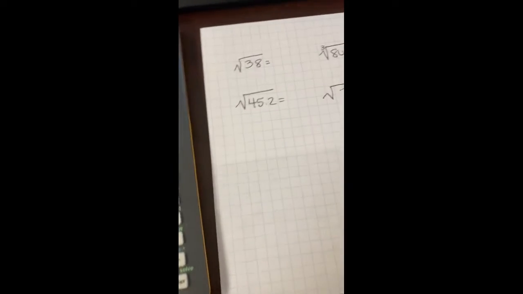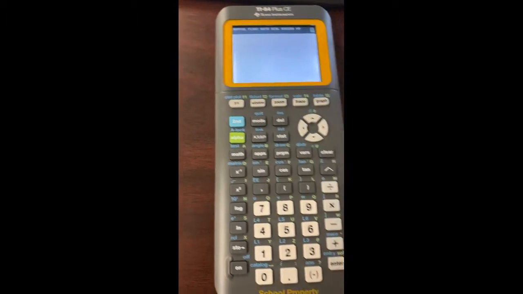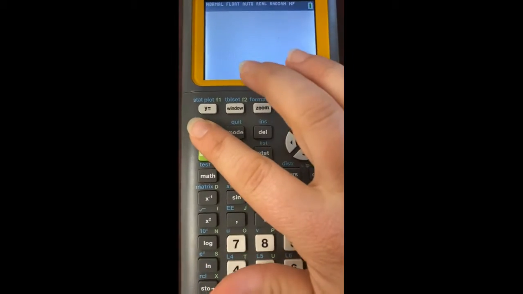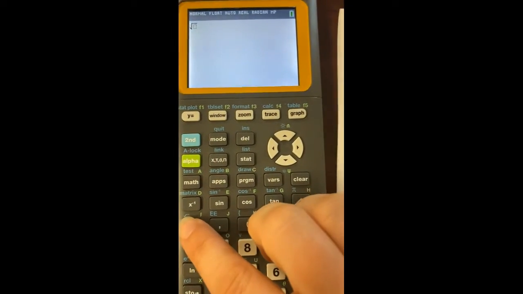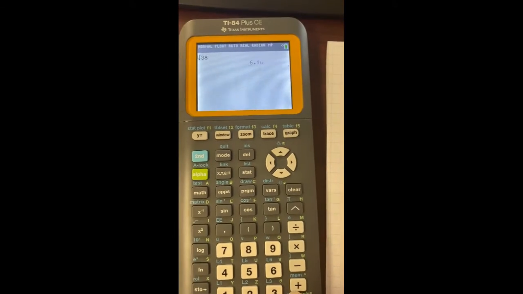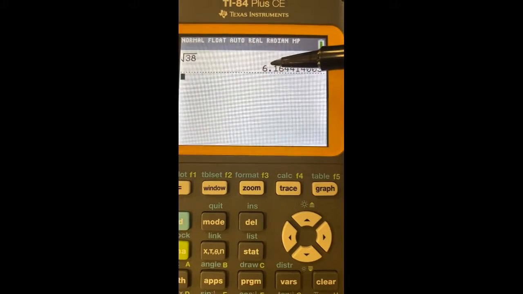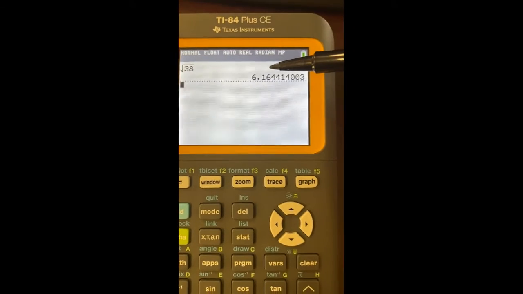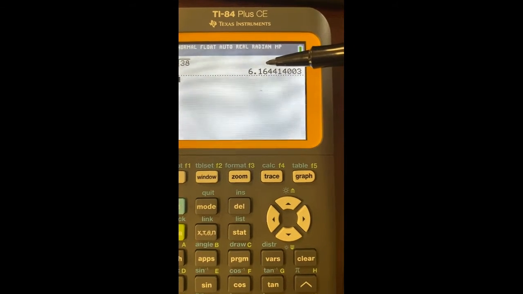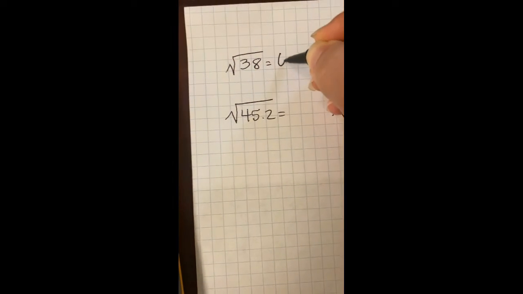All right, so we're going to estimate the square root of 38. We're going to click second and the square root, because that is in blue. Then we type in 38, enter. Okay, so it says 6 and 1/10, and you can use the 6. It's going to round that to a 2. It's still not going to bump that 6 up. So we're going to say that it's about 6.